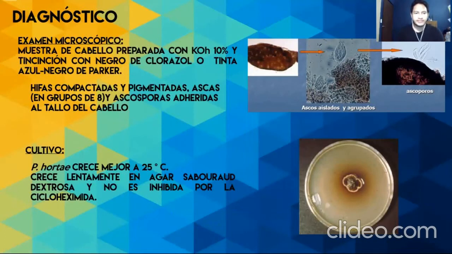The asci are in groups of 8, and we see ascospores attached to the hair shaft. In the culturing, Piedraia hortae grows better at 25 degrees. It grows slowly on Sabouraud dextrose agar, and it's not inhibited by cycloheximide. It is also important to say that mycological culture on mycosel plus molecular identification may be used to confirm the diagnosis, and in the differential diagnosis, there is an overlap in white piedra and black piedra, which includes pediculosis pubis and capitis, hair cast, monilethrix, trichorrhexis nodosa, trichomycosis axillaris, and trichomycosis pubis.